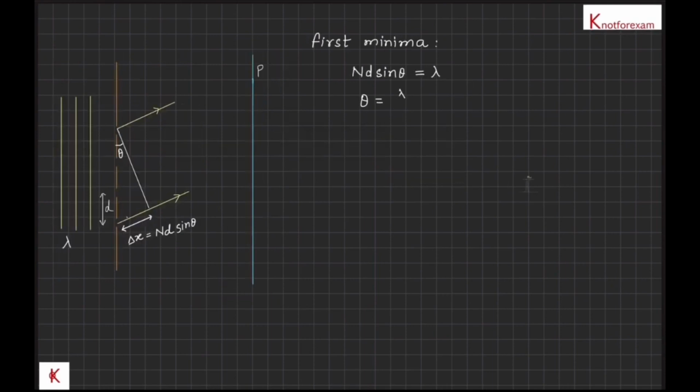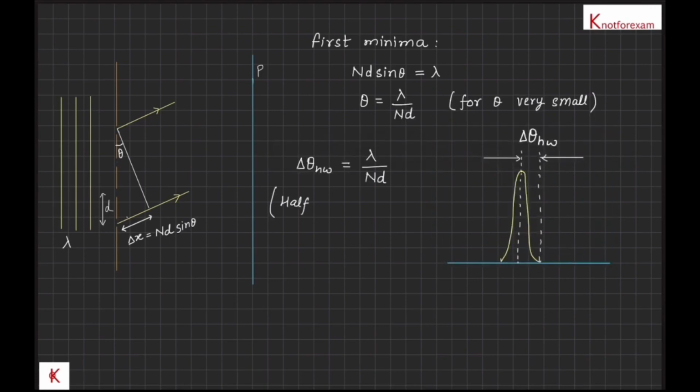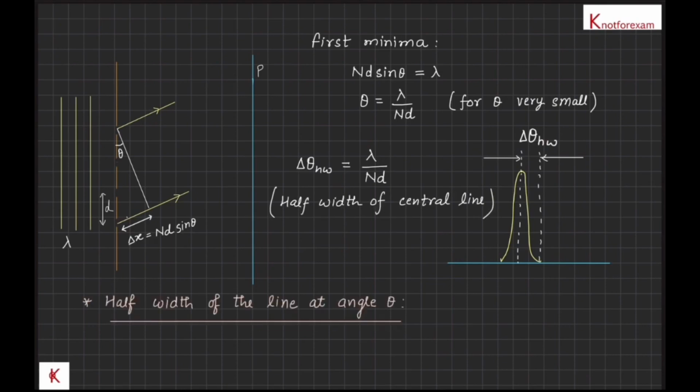For first minima, nd sin theta is equal to n lambda, and for theta very small, theta is equal to lambda upon nd, which gives the position of the first minima. Therefore, the half width of the center line, delta theta hw, is equal to lambda upon nd. Also, the half width of the line at angle theta is given by the relation delta theta hw is equal to lambda upon nd cos theta.